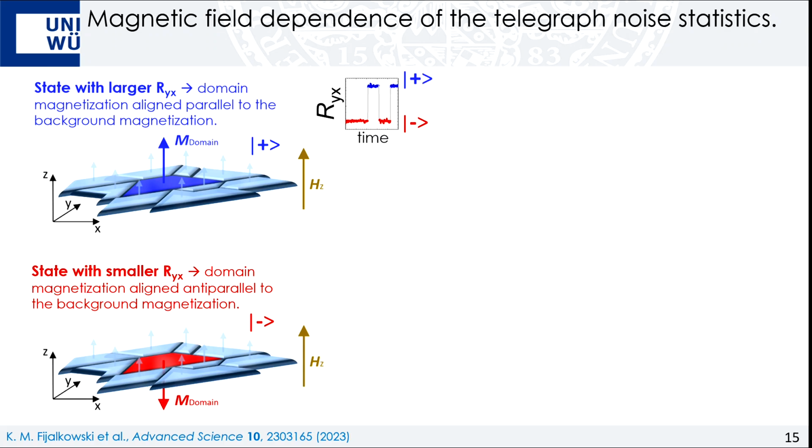If we go with the interpretation that it's the magnetic domain which is switching up and down, back and forth, it's reasonable to assign a state with larger RxY to a domain magnetization aligned parallel to the background magnetization. So we have more than one magnetic domain in the sample, and when the domain is in the same direction as the background, it's adding to the total Hall signal. And then if the domain is pointing in the opposite direction, it's subtracting from the Hall signal.